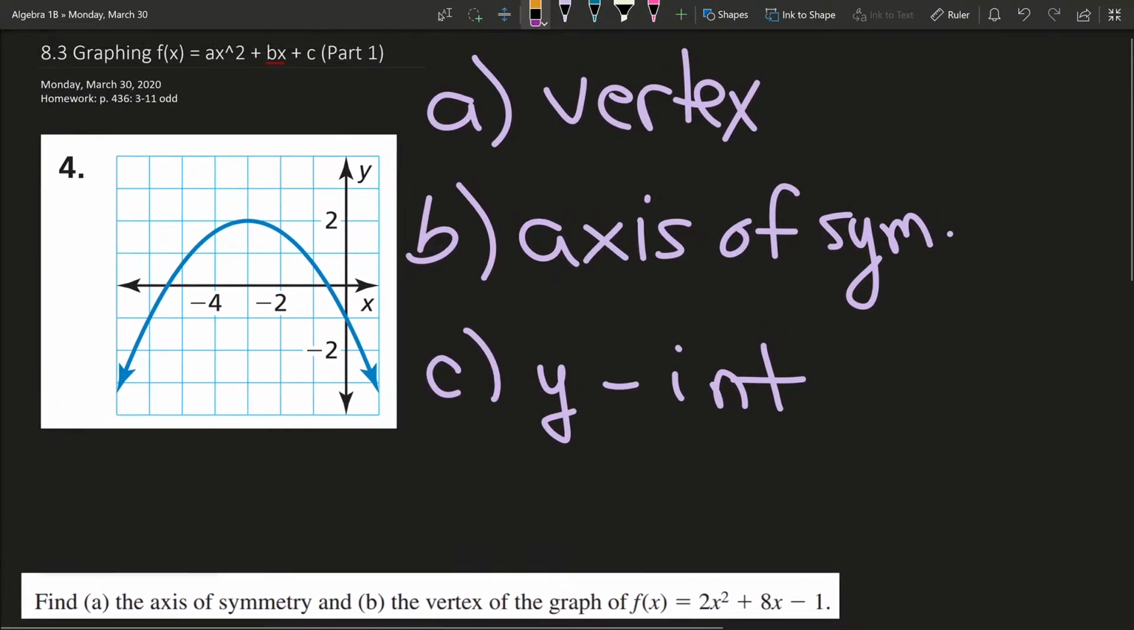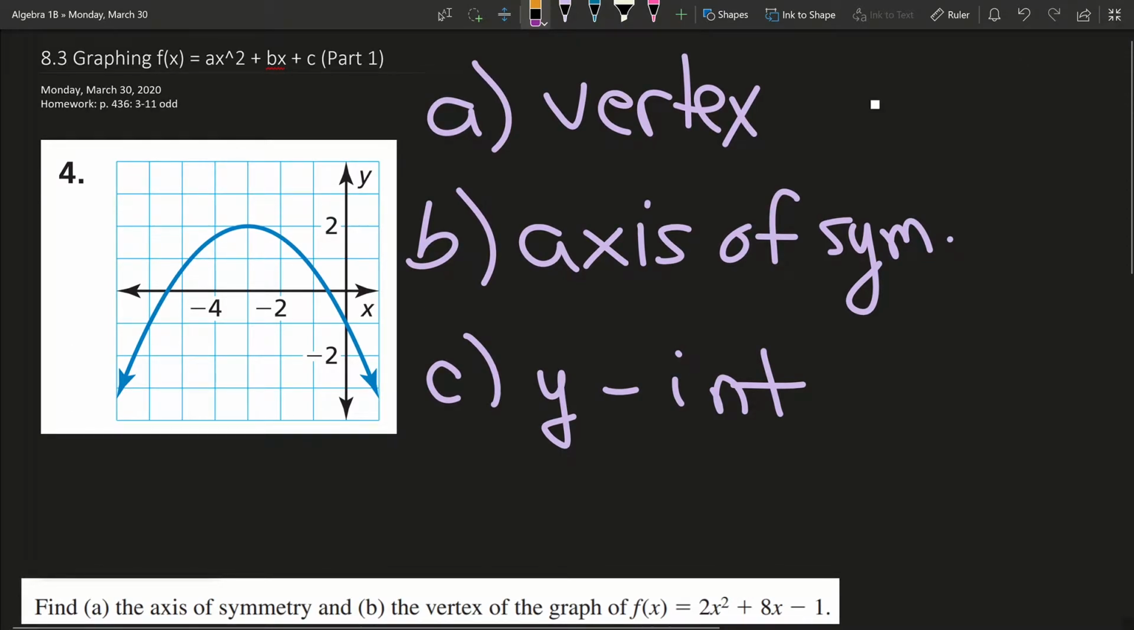Hello everyone, today we'll be working on 8.3, graphing f of x is equal to ax squared plus bx plus c, part 1. This is going to be our homework for today, page 436, 3 to 11 odd. Let's get started.